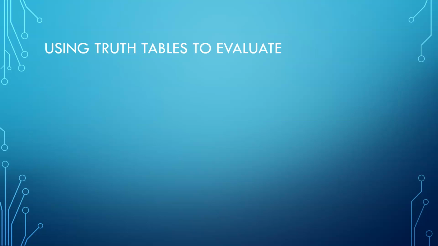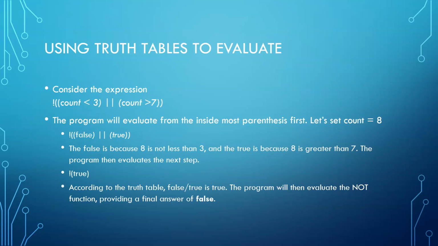So let's use some truth tables in order to do some evaluation. So let's consider the expression. Here we have not, count is less than 3, or count is greater than 7. So the program will evaluate from the inside-most parentheses first. So let's set count equal to 8. All right, so is 8 less than 3? Well, that's false. Is 8 greater than 7? That's true. The false is because 8 is not less than 3, and the true is because 8 is greater than 7. The program then evaluates the next step. According to our truth table, false or true is true. The program now is going to evaluate the not function, providing a final answer of false.